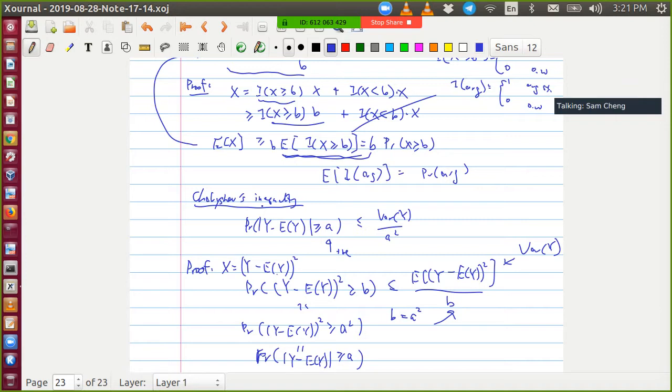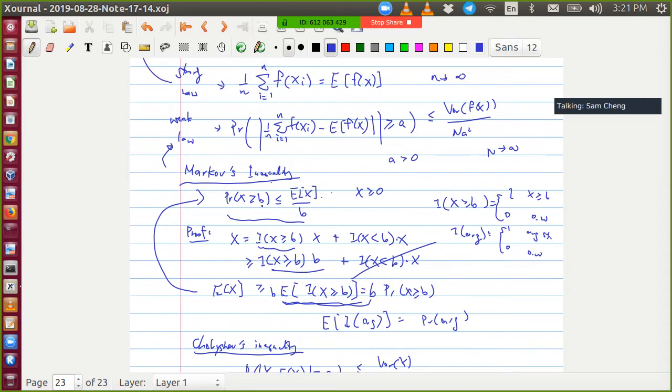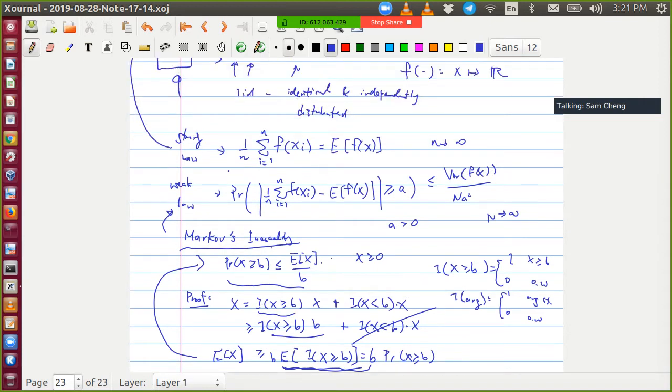Now I think we are ready for the proof of the weak law of large numbers. So again, the weak law of large numbers is like this. Let me copy it to the next page here.